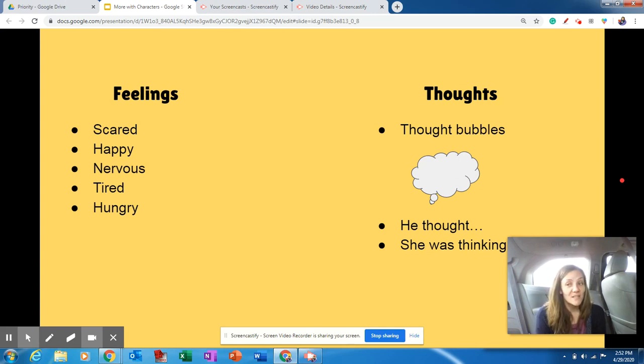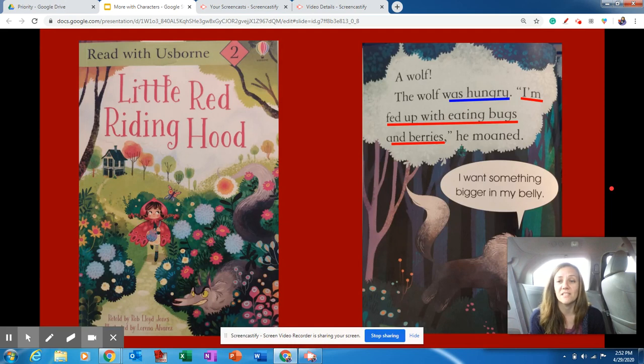Some other ways we can do more with our character is by telling their thoughts. What are they thinking? We can do that by using thought bubbles, just like when we use speech bubbles. And we might use words on the page like he thought or she was thinking. Those are really great ways to use thoughts and include thoughts in your writing.